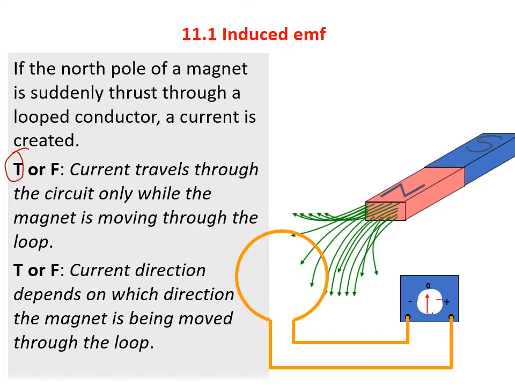So true or false, the current direction depends on which direction the magnet is being moved through the loop. This is also true, very true. So the current direction acts to oppose whatever direction the magnetic field is traveling in. So this is something that we are going to have to document. We're going to have to be really careful with it in the upcoming investigation.